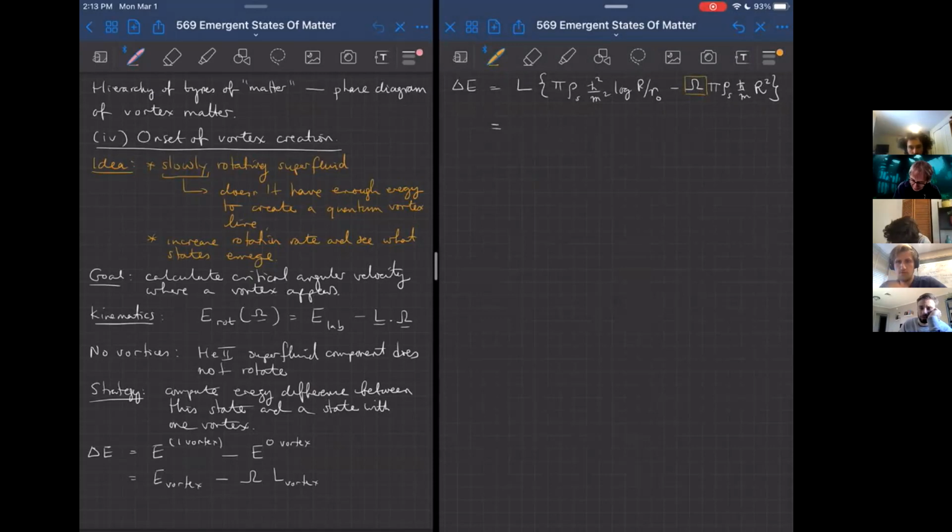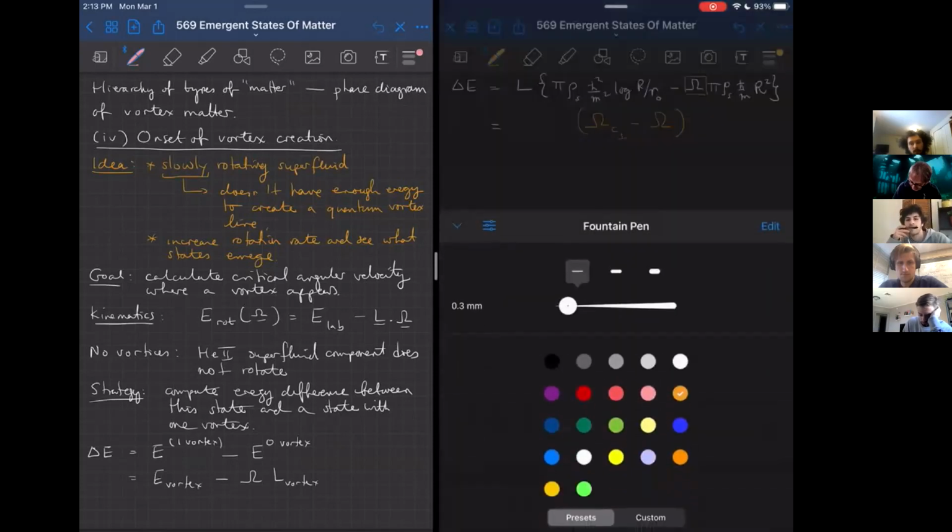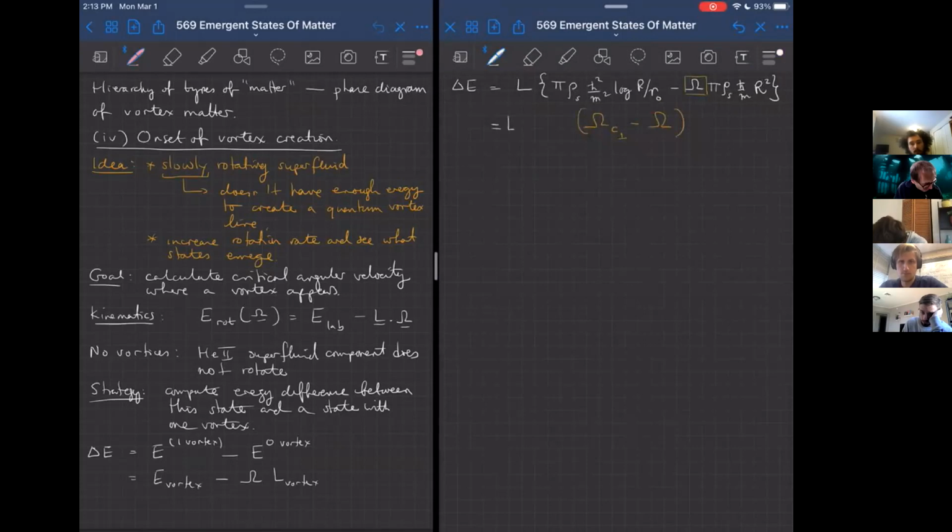I'm going to write this as some quantity, which I'm going to call omega c1 minus omega. And then the thing that is going to come out in front of these things is just this prefactor L times pi rho s h bar squared over m squared r squared, like so. And then from this formula, I can simply read off that omega c1 must be equal to h bar over m r squared times the logarithm of r over r naught.